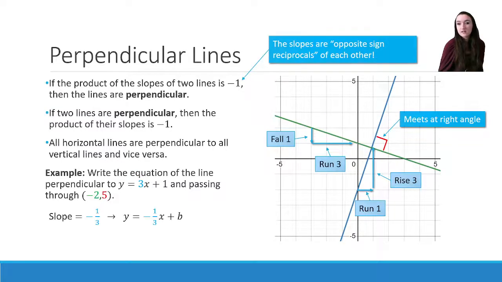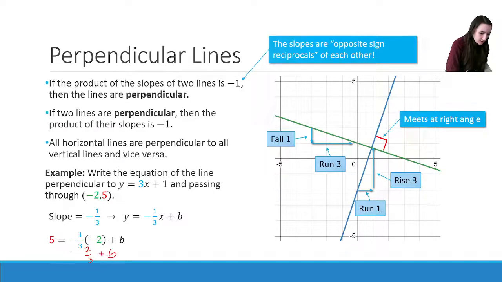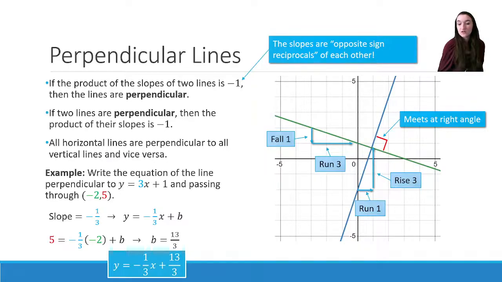So we start from that slope of negative 1/3. Then we plug in our point, negative 2, 5, and we do some simplification. So this will be positive 2/3 plus b equals 5, and then we subtract 2/3 from 5, which, when we simplify, ends up being 13/3. So remember, 5 is 15/3 minus 2/3 is 13/3. And so we have our final equation of negative 1/3 x plus 13/3.